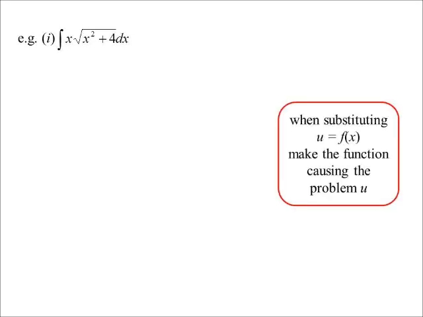And usually you see something with a square root. The square root's what's causing me the problem there. So I'm going to make that the function. So u is going to be x squared plus 4. That's what's causing me the problem. If it was just root x or root x squared, I don't have a problem. But it's x squared plus 4. I've got a problem. So if u is x squared plus 4, there's u.